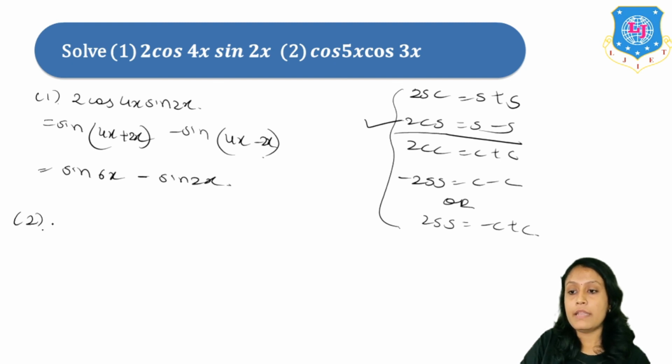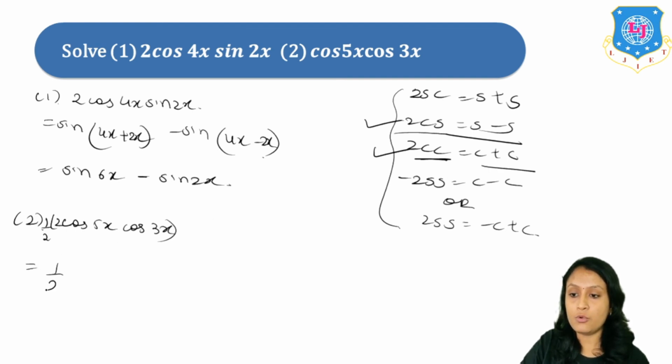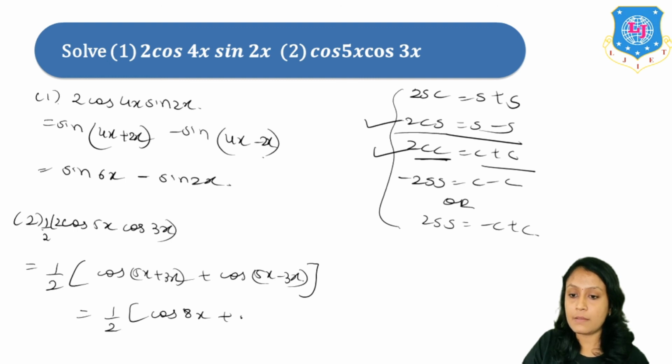Okay, next one, cos 5x cos 3x. Now here cc is given, 2 is missing, so we'll multiply and divide by 2. So now we have 2cc, so we will use this formula, that is c plus c. So 1 by 2 as it is. Cos plus cos. Add, so here 5x plus 3x, subtract, so 5x minus 3x. Simplify, so you will get the answer as 1 by 2 cos 8x plus cos 2x.